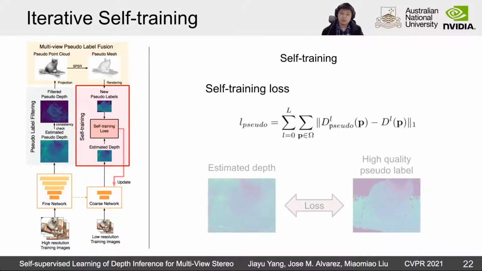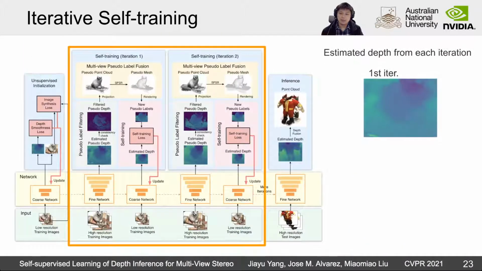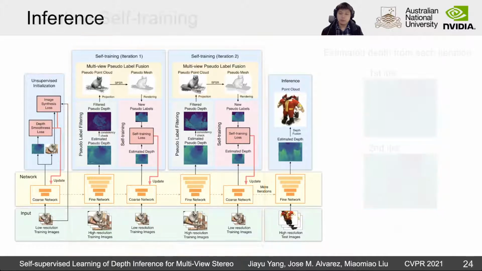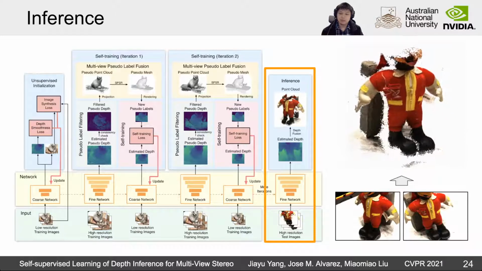The self-training loss is defined as the L1 distance between the estimated depth map and the pseudo-depth label. We apply this self-training pipeline for a few iterations to gradually improve the network performance. The network trained by our proposed framework can be directly used for inference on new data.